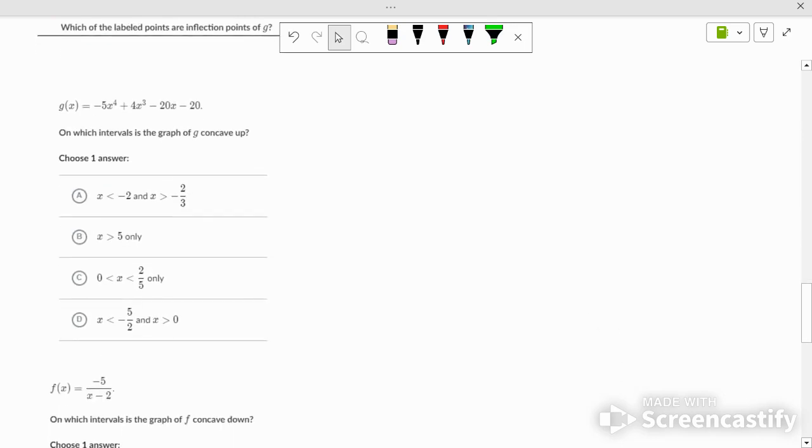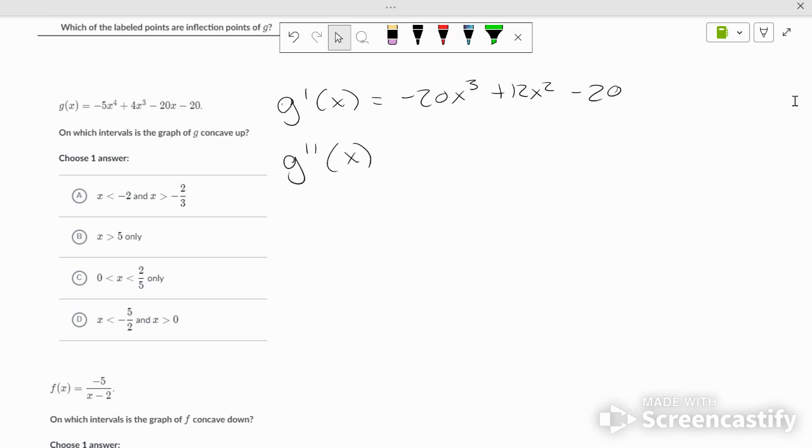All right. Now, no graph is given to us, so we've got to use our brains. Our brains will tell us to take derivatives of this. So let's do that. What's the first derivative of this? Negative 20x to the third plus 12x squared minus 20. What's the second derivative of this? Negative 16x squared plus 24x. What do we do with the second derivative to find the points of inflection? Set it equal to 0. Factor out what?